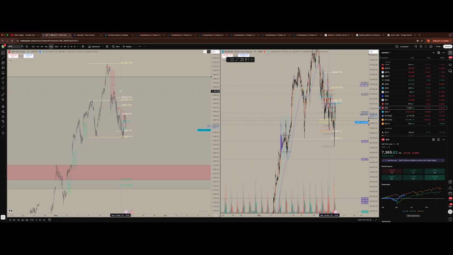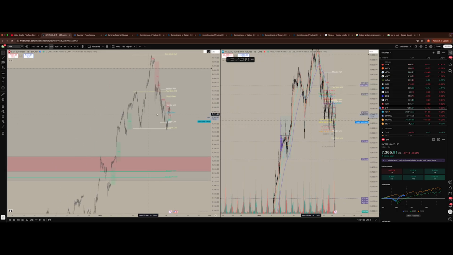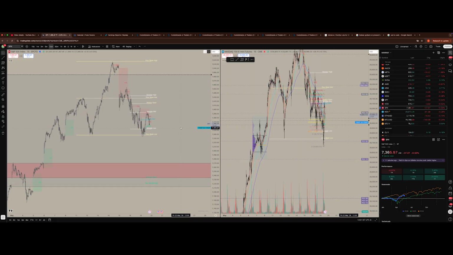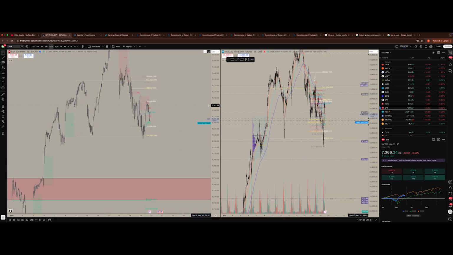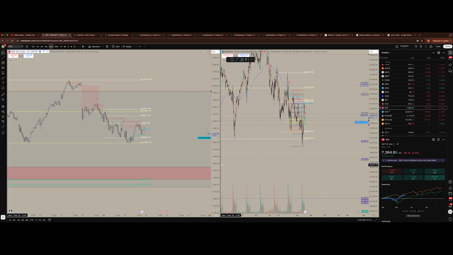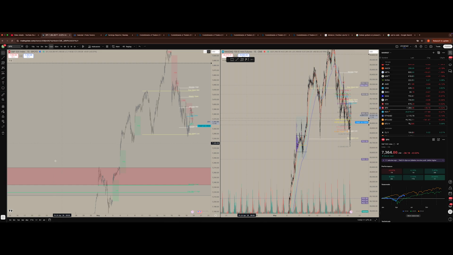That's the thing. There's that saying, the market can remain irrational longer than you can remain solvent. That's it. So that's what I'm looking for right here. Basically just continuously people trying to top all the way up.